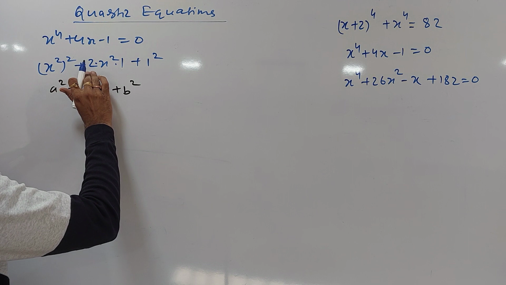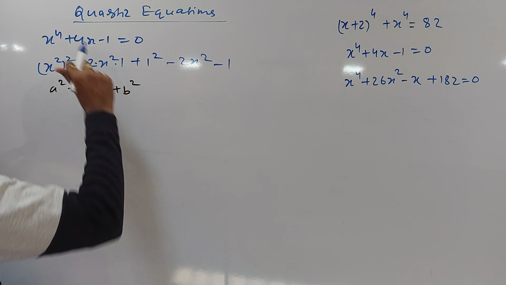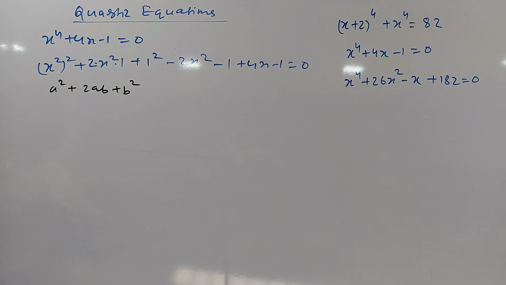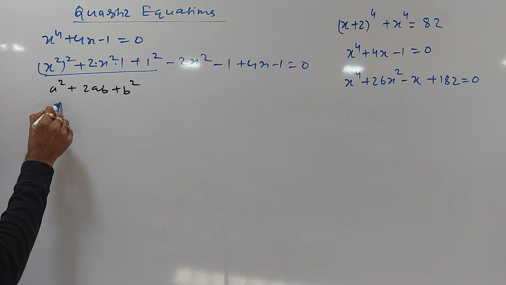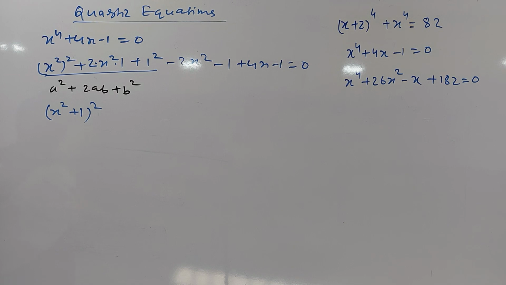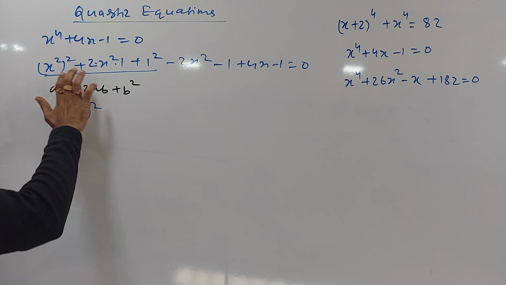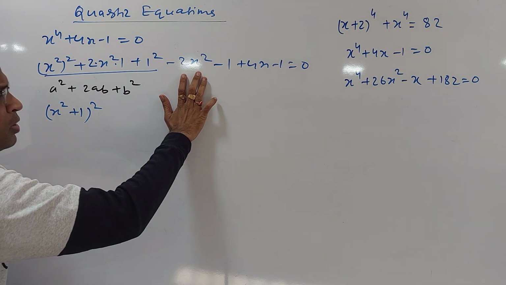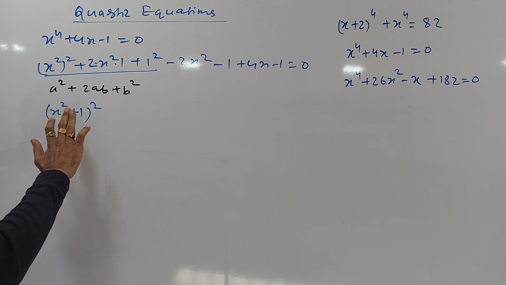And what is left? I have added 2x square, so subtract 2x square. I have added 1, so subtract 1. Then plus 4x and minus 1 is as it is, because this is something we have to put as it is. Now this is like a plus b whole square. Just check once again. Our question was this, so it is written like this: a square plus 2ab plus b square. 2x square is added, so minus 2x square, plus 1 minus 1, and then 4x minus 1 as it is. So it is x square plus 1 whole square.